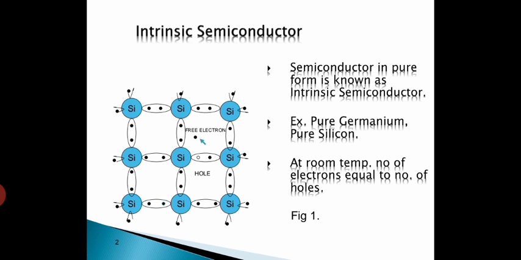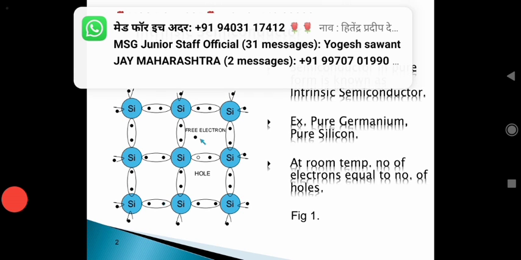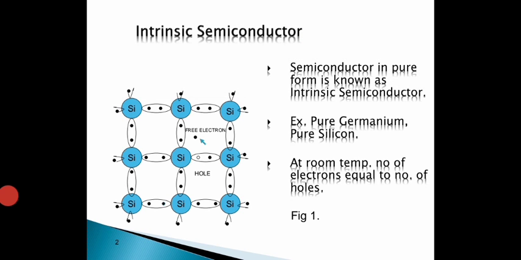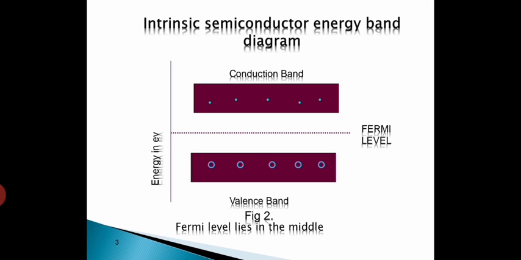Intrinsic semiconductor. Semiconductor in pure form is known as intrinsic semiconductor. Example, pure germanium or pure silicon. At room temperature, number of electrons equal to the number of holes. Intrinsic semiconductor energy band diagram is shown in figure. The conduction band is there, Fermi level, which is in energy in electron volt, then valence band.